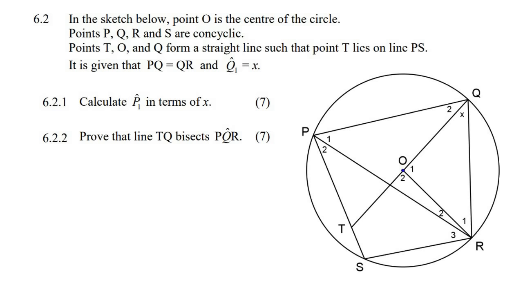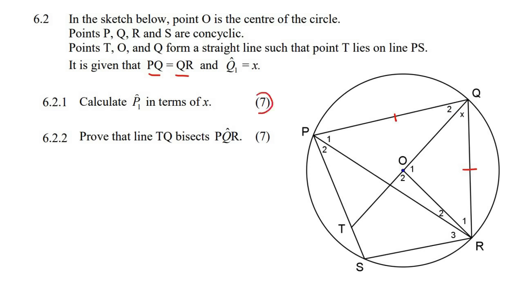Seriously. Points T, O, and Q form a straight line such that point T lies on the line PS. Okay. It is given that PQ is equal to QR. So PQ, that's important, is equal to QR. Okay. And Q1 is X, which they've given us there. So they haven't put in a Q1, but we can see that that's definitely Q1 because that's Q2. And there's the X.